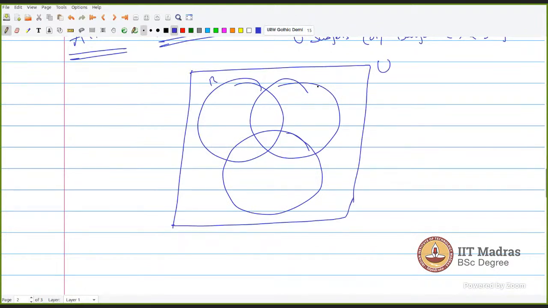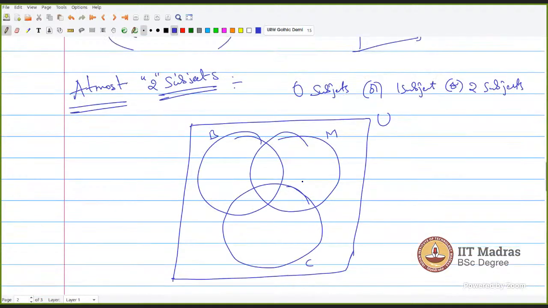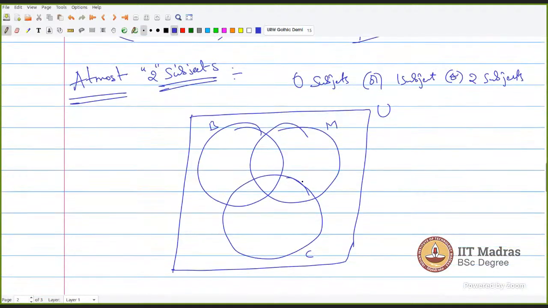When I say B, M, C, U minus the whole union, that is 0 subjects. And it will be U minus B intersection M intersection C. Okay, we will go subject by subject. So we will first shade which region represents the students who have chosen 0 subjects.